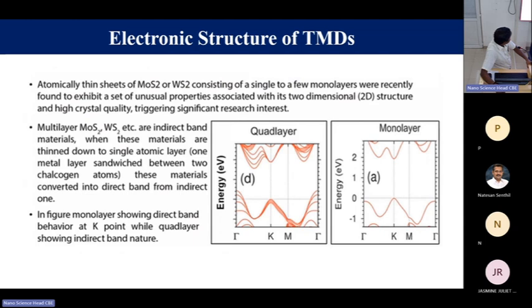This is again some of the structure of that particular chalcogenide. This is a layered structure, and the layered structure has a band structure. This is a monolayer structure. If the band structure is a monolayer, it will be like that. If it is a quad layer, it will be like that. Next slide.